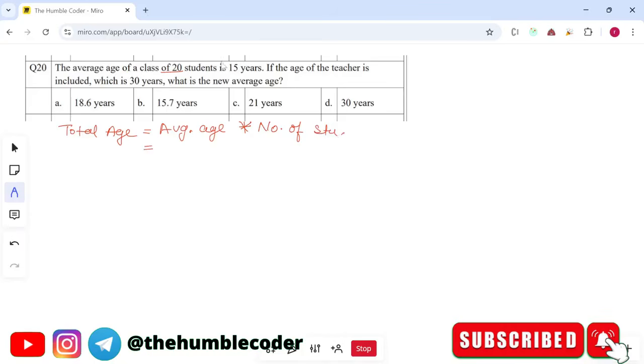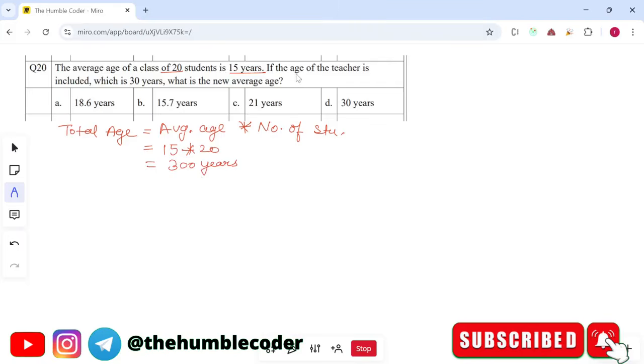The average age that is given to us is what? 15 years. The average age of a class of 20 students is 15 years. So we will write the value of average age here. Then the number of students is how much? The number of students is 20, right? Now 15 into 20 is 300. So the total age we can say is 300 years, okay.